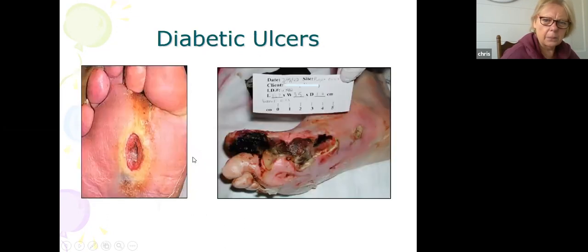So here's a diabetic ulcer. What do we have to do with any ulcer? We have to measure it. You can see that this is a paper ruler that they use to measure it. You have to assess the depth, the length, and the width. You can see that this diabetic ulcer is a weight-bearing ulcer on the bottom of the foot, and you can see the callus formation here. Okay, and that's how they measure.